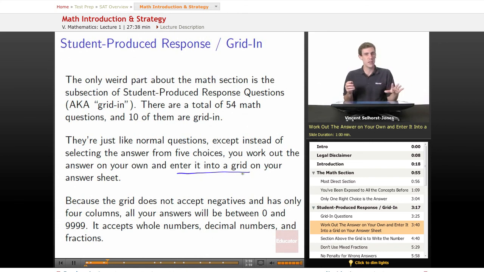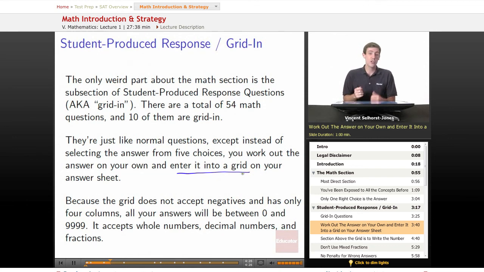So if you haven't seen the grid-in section, just flip to any grid-in section in an SAT test booklet, and you'll be able to go, oh, I see exactly what you're talking about. It's basically just a bunch of columns where you choose a number or, depending on the column, a slash or a decimal point. So it's basically just a way of being able to write out a number on a Scantron. It's like when you write out your name on a Scantron. You bubble in corresponding letters. In this case, you bubble in corresponding numbers.